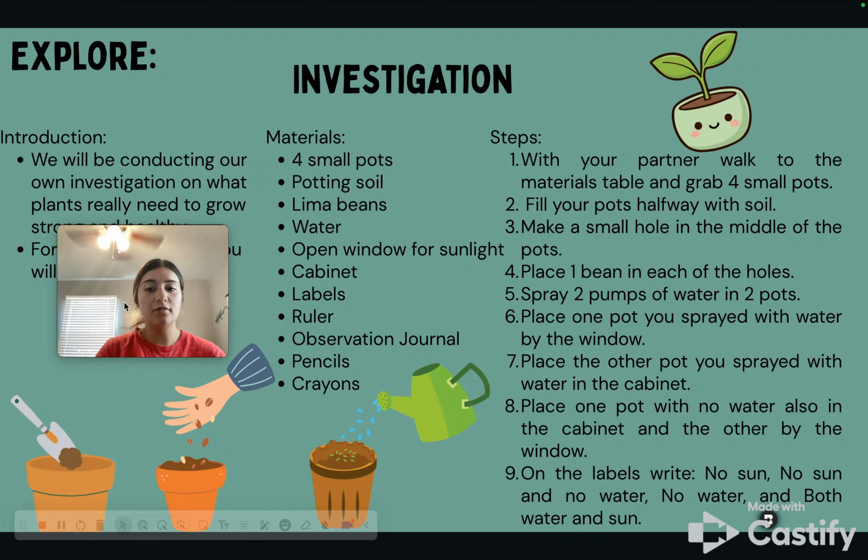Once you have written those on your labels, you're going to put the labels in the appropriate one. So if you wrote no sun, that means that that one has water, it just doesn't have sun. So the pot you put with water, but you put it in the cabinet, you're going to put that label in there. So go ahead and take some time to put the appropriate labels on each of your pots.